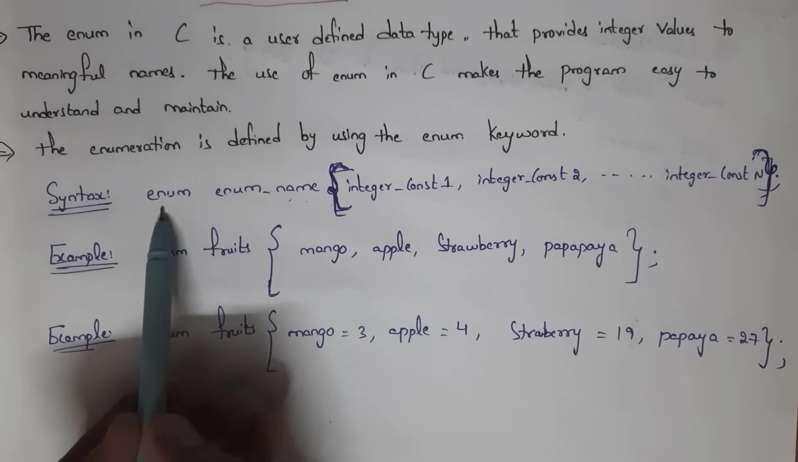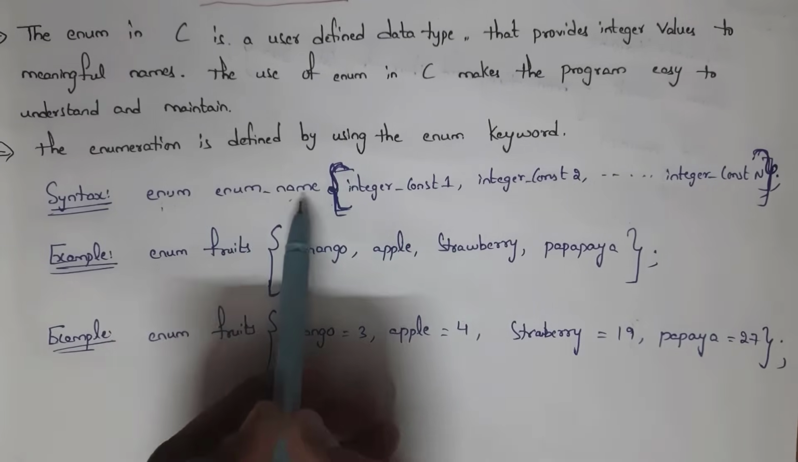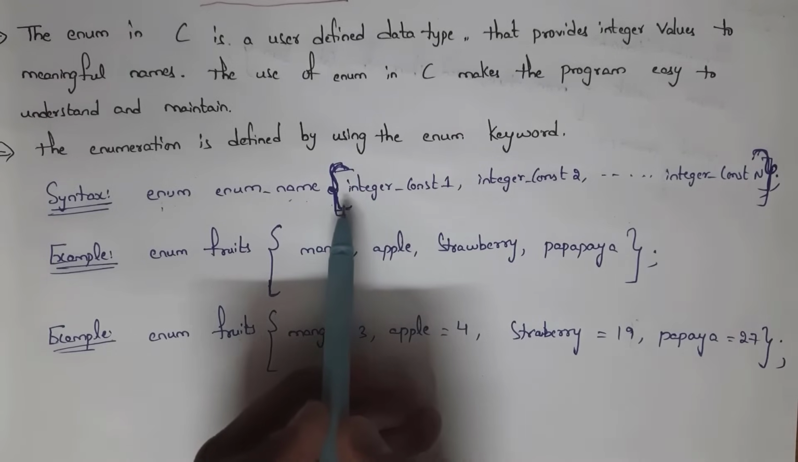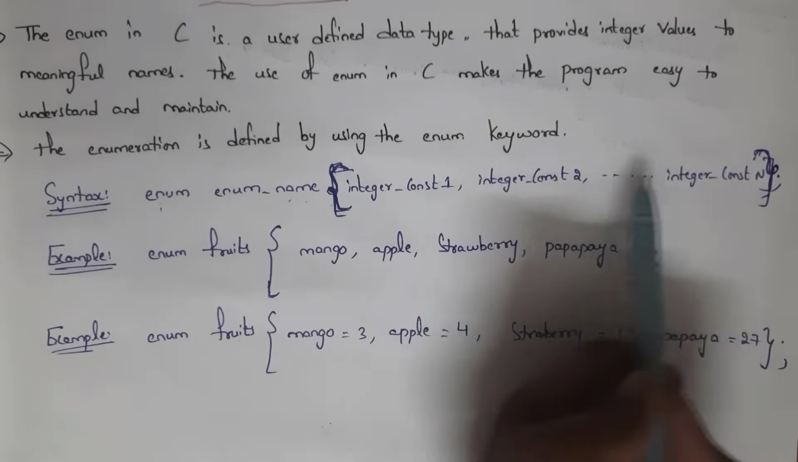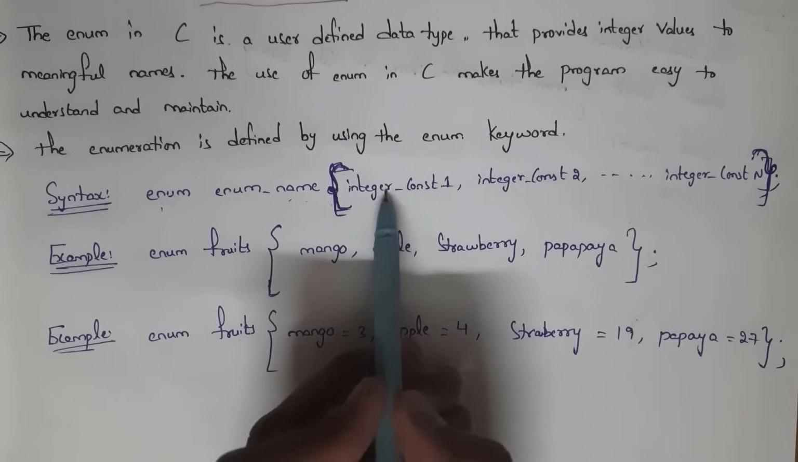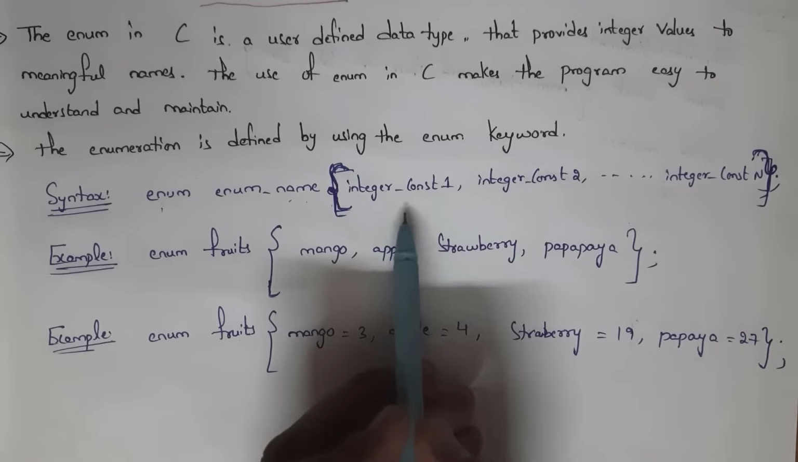First write the enum keyword and then write the enum name, and inside curly brackets you can write n number of integer constants. Integer constants are nothing but names. You can write n number of names inside these curly brackets. This enumeration data type will convert these names into integer constants.